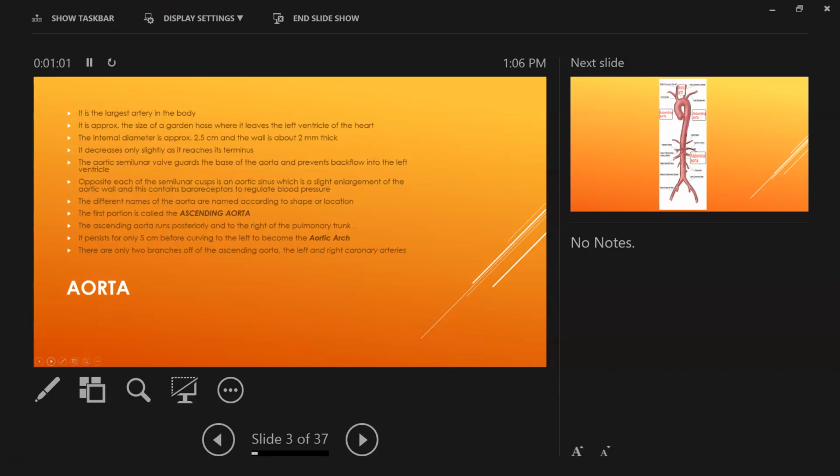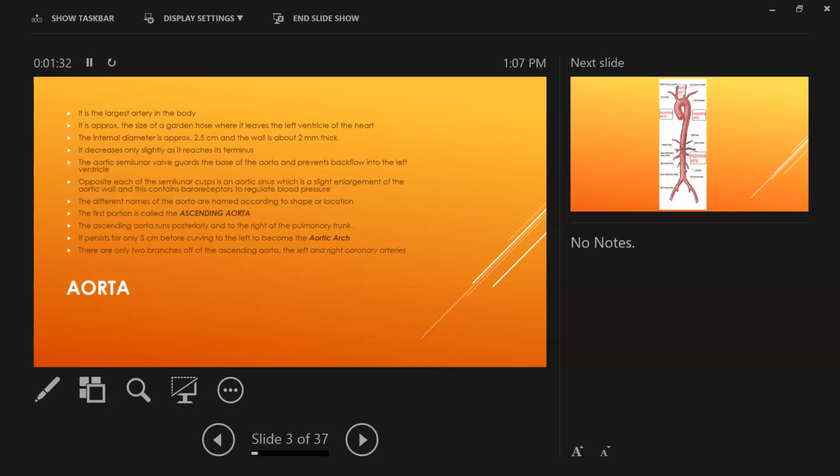So the first one I'd like to talk about is one of the largest, or is the largest vessel in the body, and that is the aorta. It's approximately the diameter of a garden hose, and it rises from the top of the left ventricle and goes all the way down to basically where the umbilicus is. So we say it's the size of a garden hose, where it leaves the left ventricle of the heart. The internal diameter is approximately 2.5 centimeters and the wall about 2 millimeters thick.